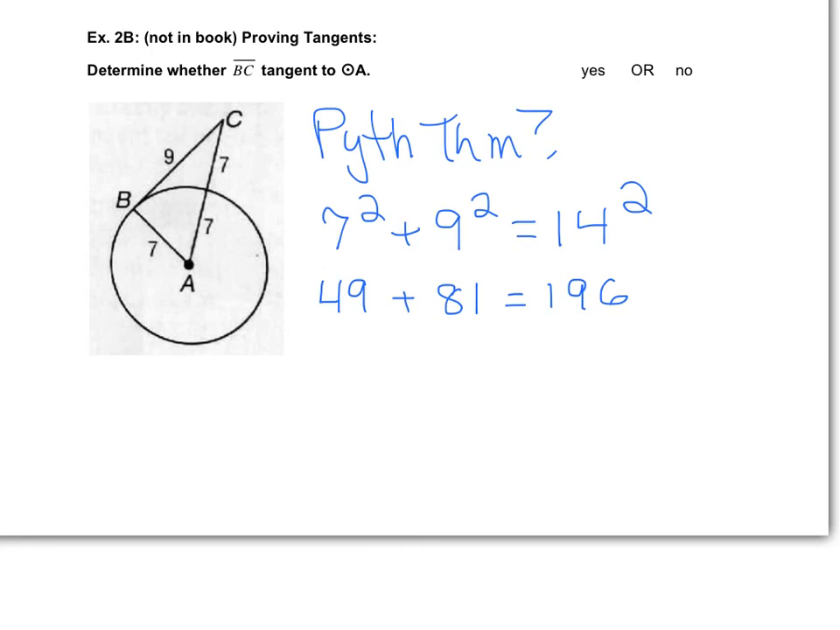So we're going to add these two numbers on the left-hand side together, and we get 130. And that is definitely not equal to 196. So in this case, we have to say no, they would not be tangent, and therefore that's why the right triangle would not work out for us.